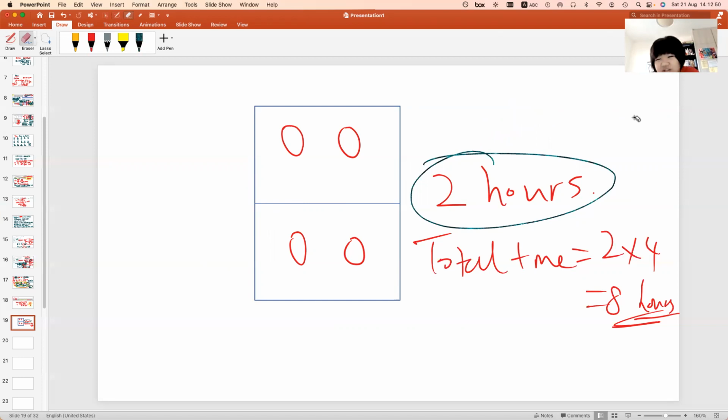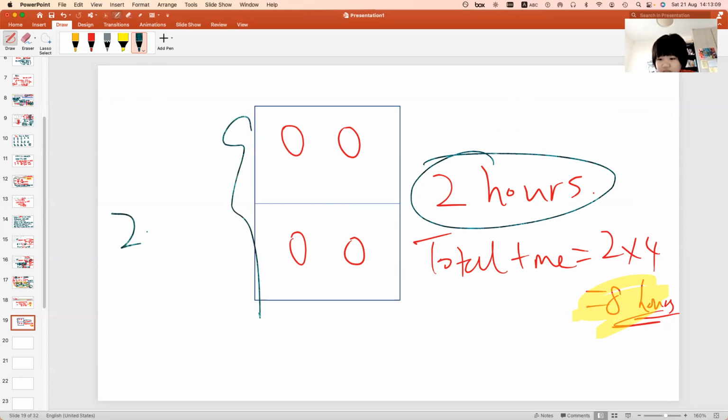So you are saying the total time is 2 hours. In fact, the total time is not 2 hours. The total time is 8 hours. Why is it so? Because it's for children.